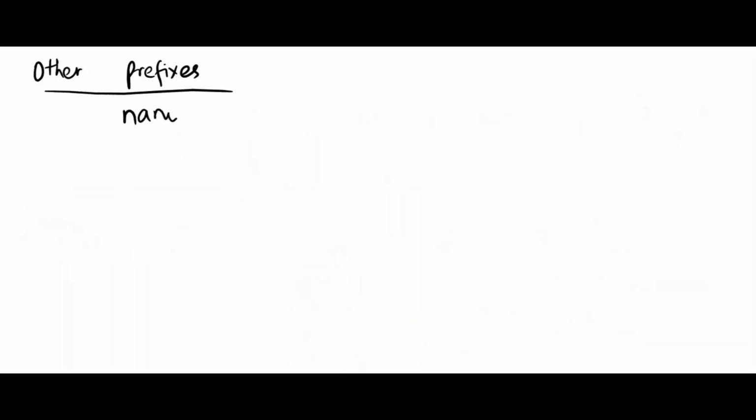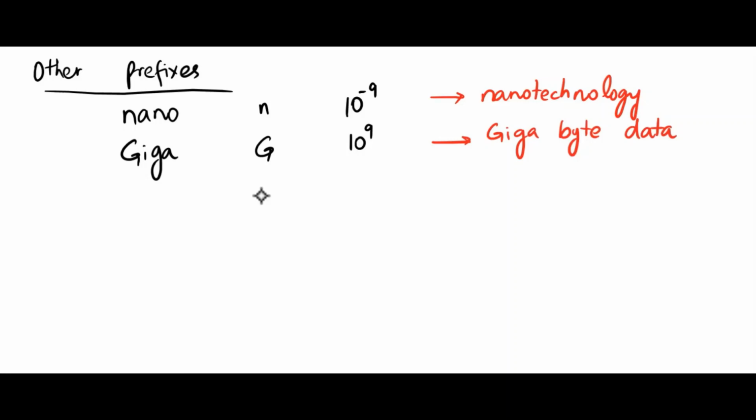Other prefixes that we'll be using, you might have heard about nano, which is 10 to the power negative 9. You might have also heard about giga, which is 10 to the power positive 9. Nano is used for nanotechnology and giga is usually used for gigabyte data.